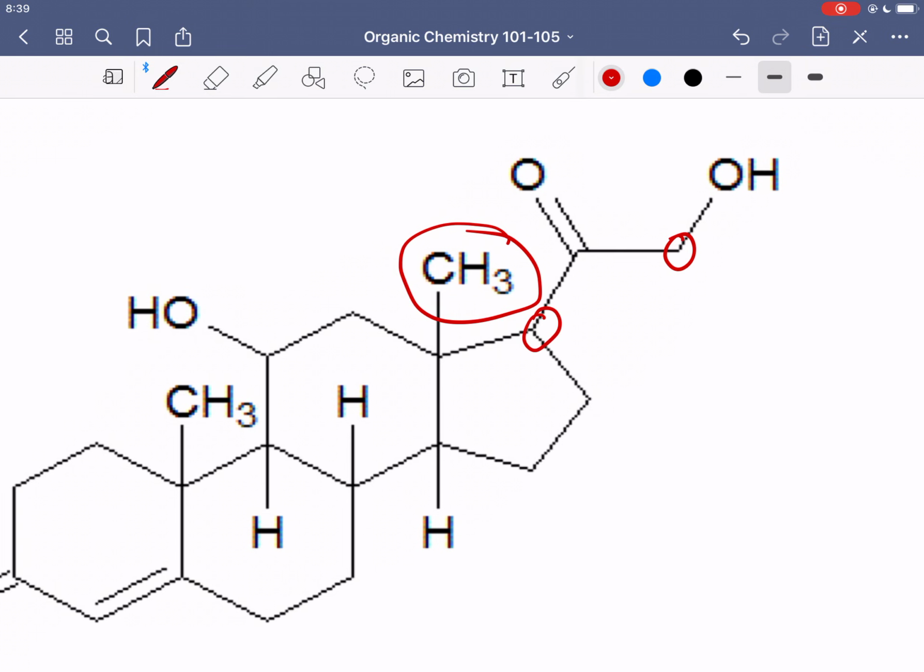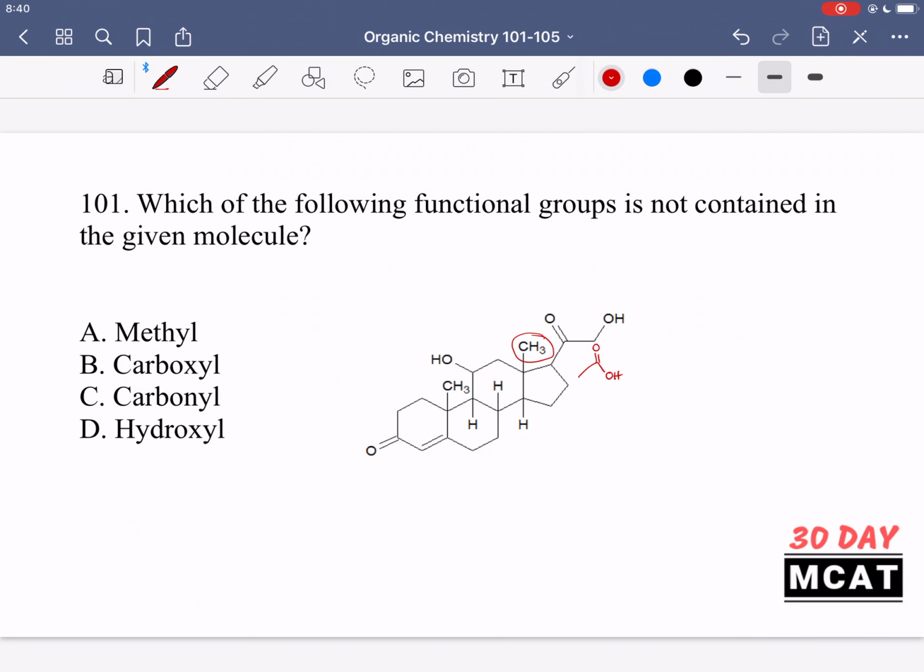You see an OH attached nearby, which might make you make the mistake of thinking that it's a carboxylic acid, but no, if you look at what's directly attached, it's a carbon. So this is a ketone because it has 2 carbons on either side, but if it had an OH directly attached to it, that would make it a carboxylic acid or a carboxyl functional group. Because of that, we can say that this is the one that is not contained.